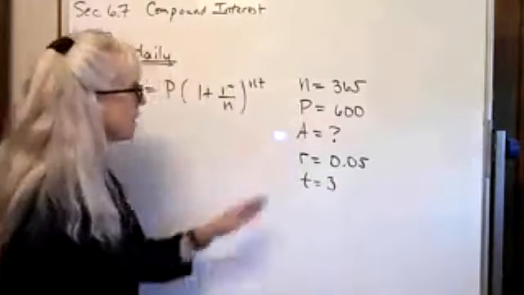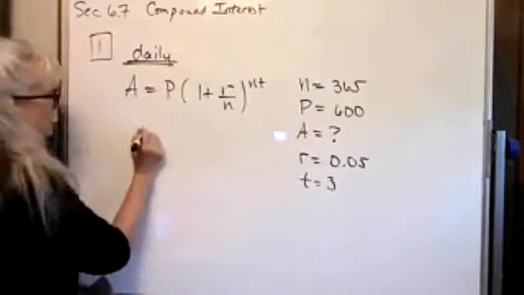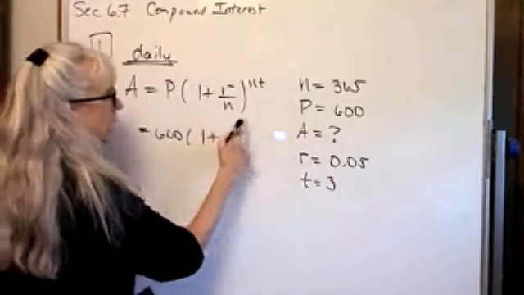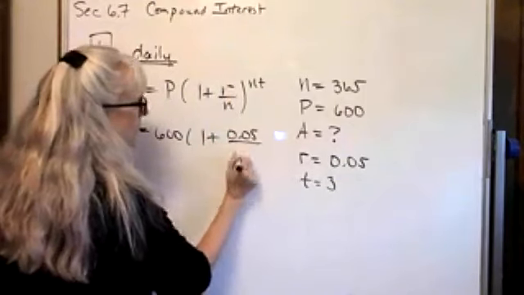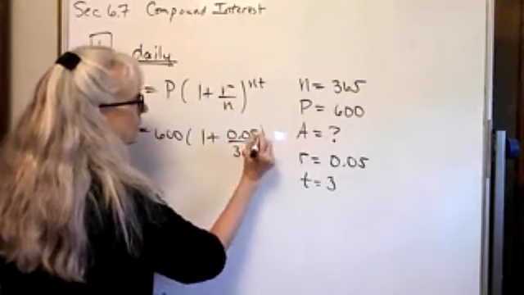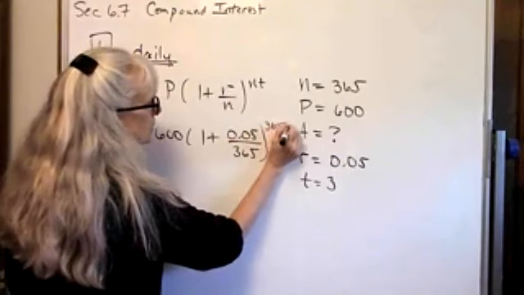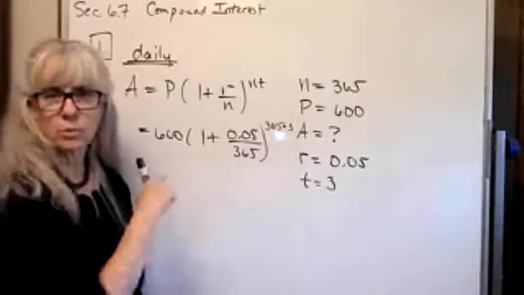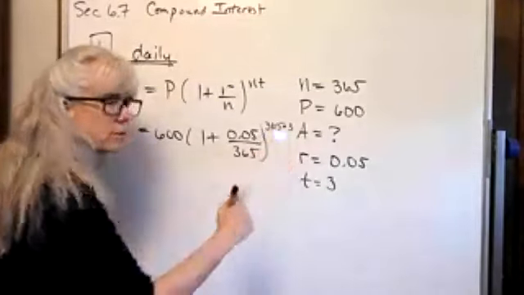So I've identified all the variables in our formula, and we'll plug them in. In place of the P, we're going to write 600. We're going to do 1 plus, in place of the r, our 0.05, divided by n, which is 365. And then we're going to raise that to the 365 times 3 as an exponent. Now, if you have a graphing calculator, you can plug it in just like it lands and you'll have no problem. Make sure that both the 365 and the 3 are up there as the exponent.